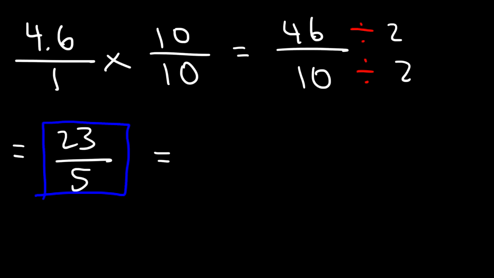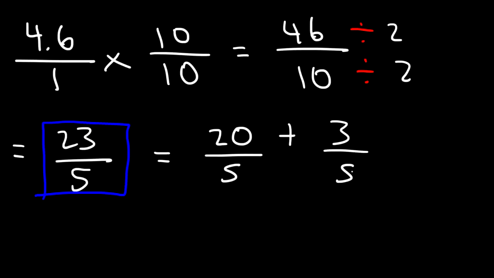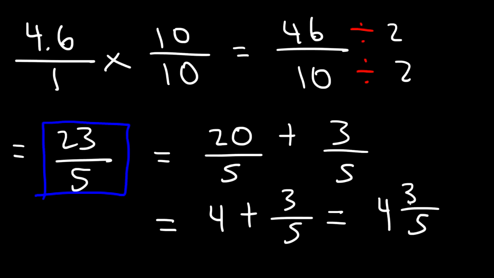One way I like to think about it is 23 is the sum of 20 and 3. But now, you need to split it into 2 separate fractions. So 23 over 5 is the same as 20 over 5 plus 3 over 5. 20 divided by 5 is 4, and 4 plus 3 over 5 is the same as 4 and 3/5. So that's one way in which you can convert an improper fraction into a mixed number.